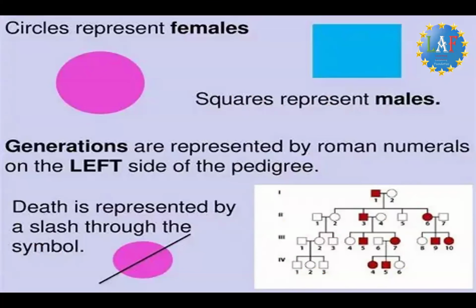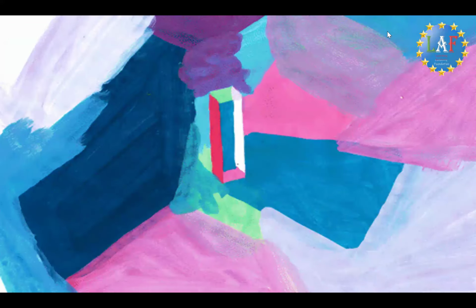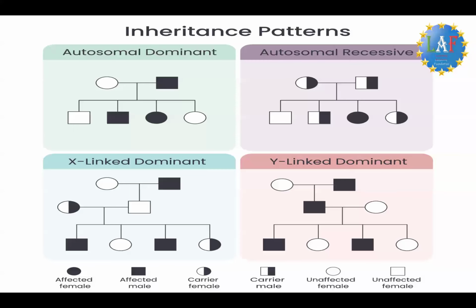Circles represent females, squares represent males. Generations are represented by Roman numerals on the left side of the pedigree. Death is represented by a slash through the symbol. Shaded shapes show affected individuals. By analyzing patterns, we can predict inheritance and identify carriers.